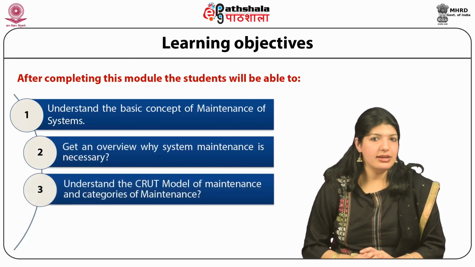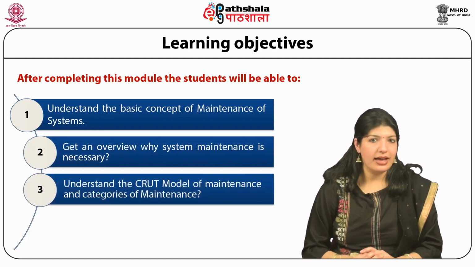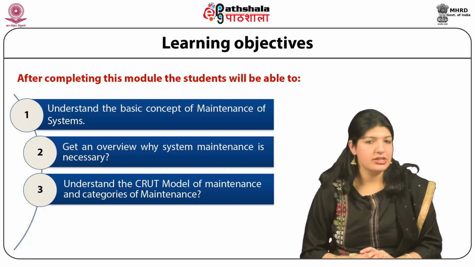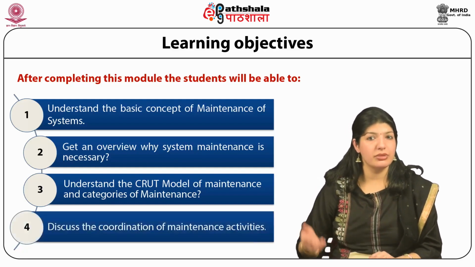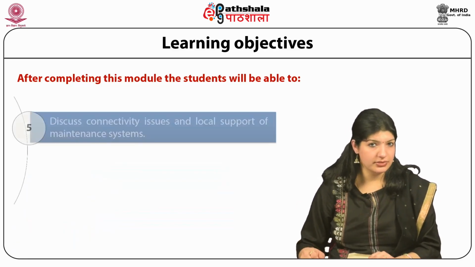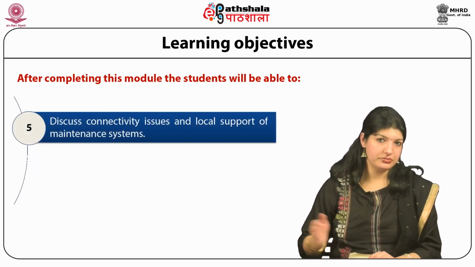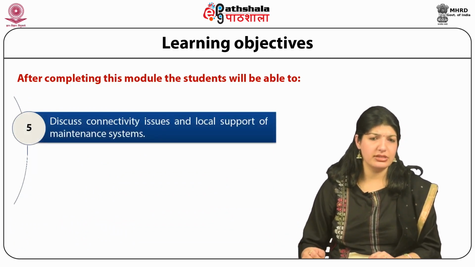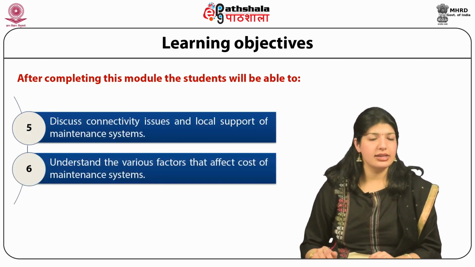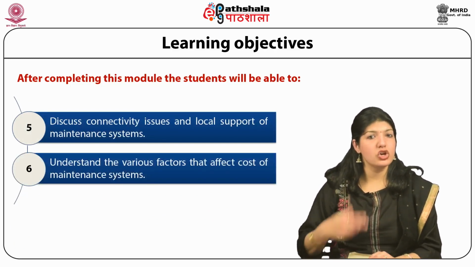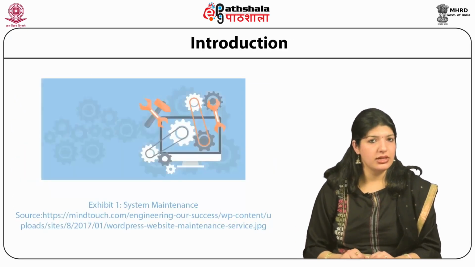We will understand the control, the reliability, and the user training model of maintenance, and the categories of maintenance. We will also discuss the coordination of maintenance activities, the connectivity issues, the local support of maintenance systems, and lastly, we will look at the various factors that affect the cost of maintenance systems.